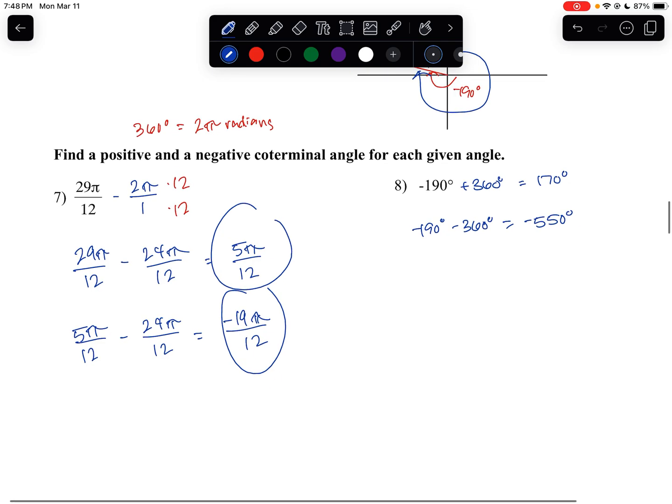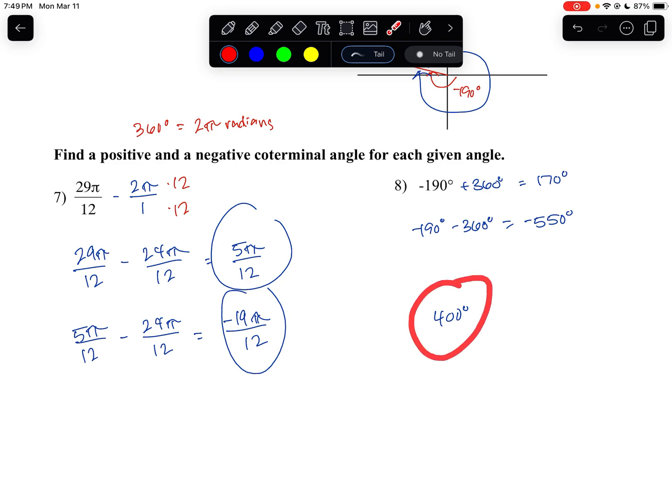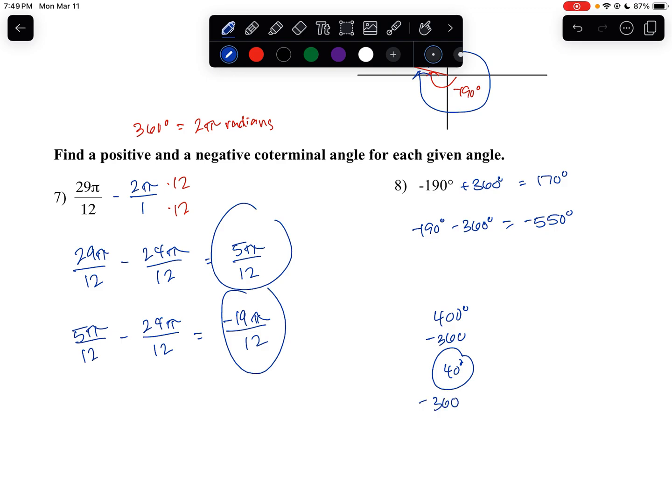It's the same thing as if I had like 400 degrees, and I were to find a positive and a negative coterminal angle. If I subtract 360 from 400, I get 40 degrees. Well, this is still positive, so then if I want a negative, I'm going to subtract 360 again. Same concept. Okay. All right.